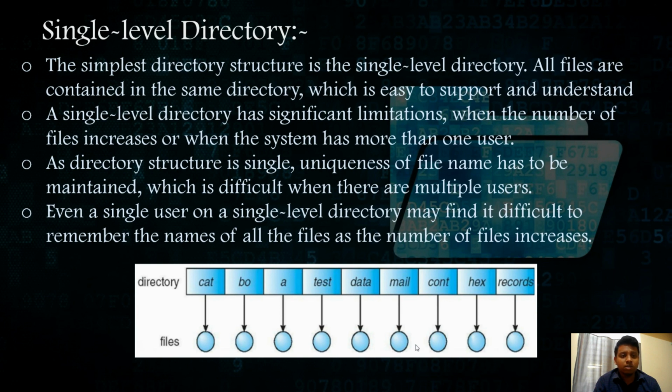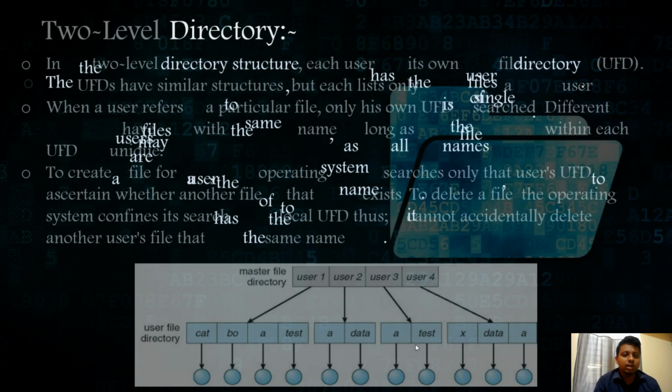When the number of files increases or when the system has more than one user, as the directory structure is single, the uniqueness of a file name has to be maintained, which is difficult when there are multiple users. Even a single user of a single level directory may find it difficult to remember the names of all files as the number of files increases. Next, we'll move on to the two level directory.